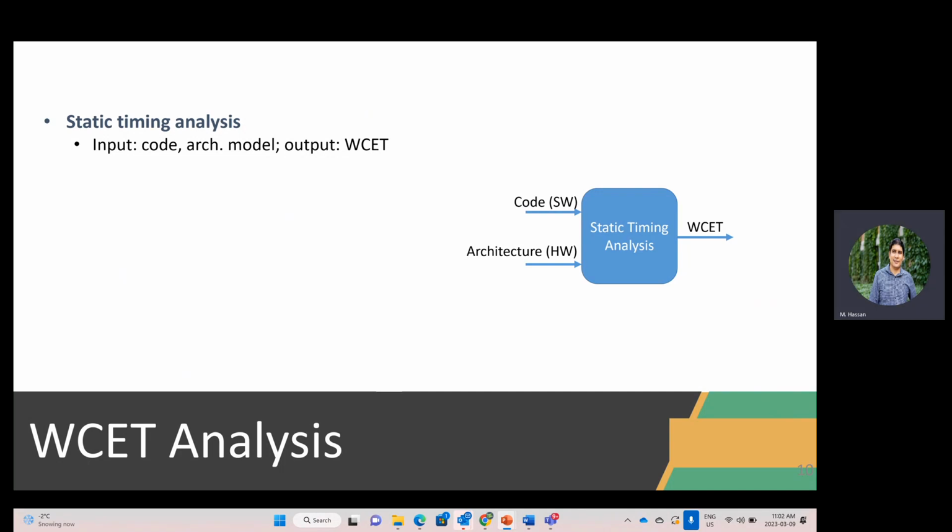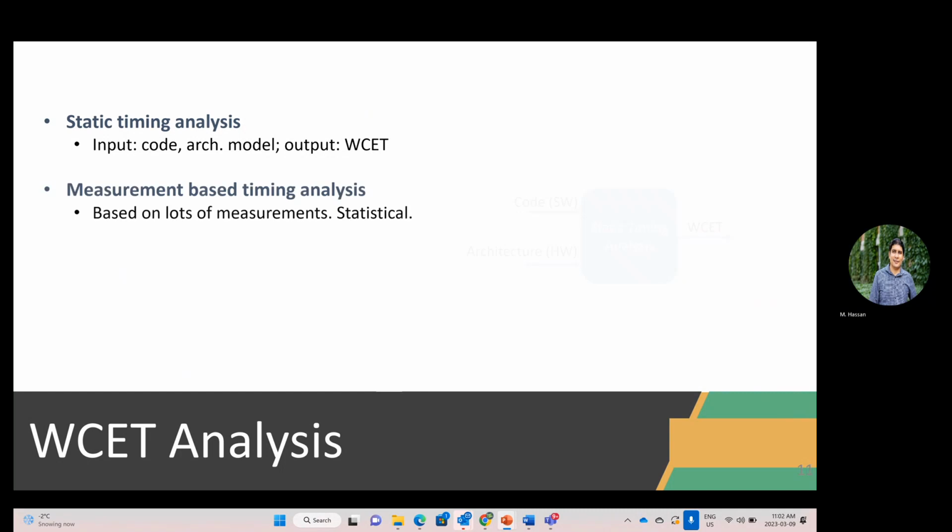Basically, you build a model of your hardware. And then the tool itself will run. Run means basically trying to analyze every single path of the application, assuming the architecture that you are running on, and gives you an estimate of the worst case execution. Good. On the other hand, measurement-based timing analysis is based on exhaustive testing or statistical measurements. That's the empirical side of this.